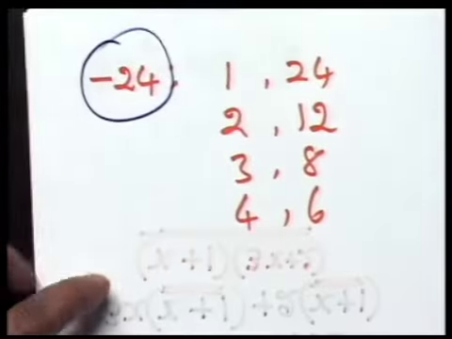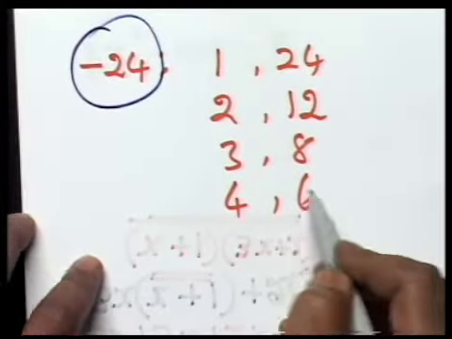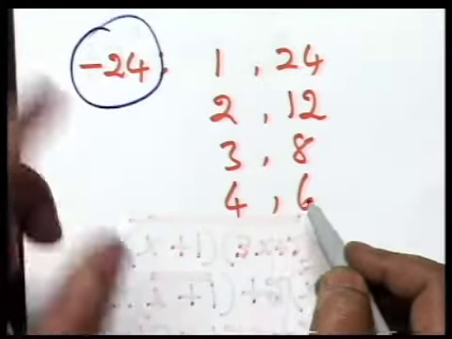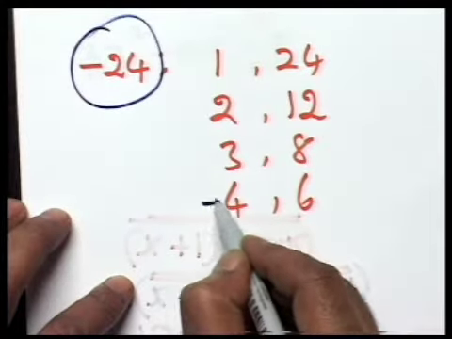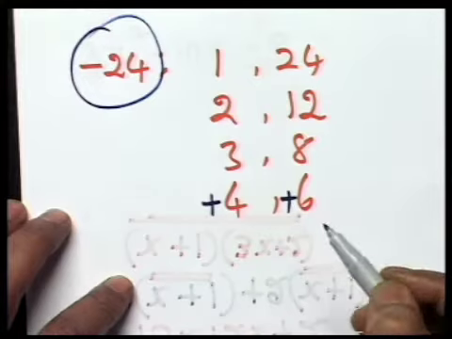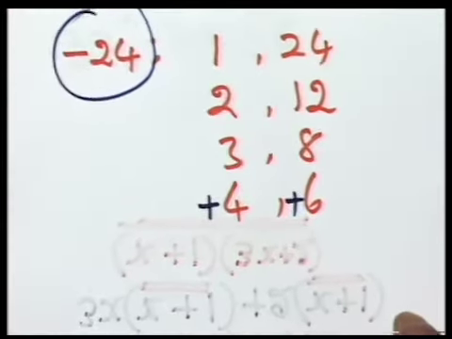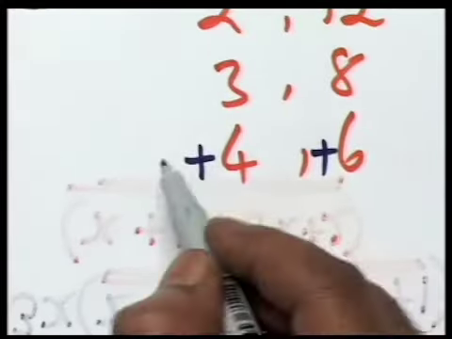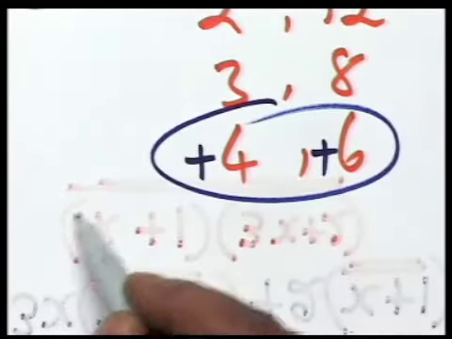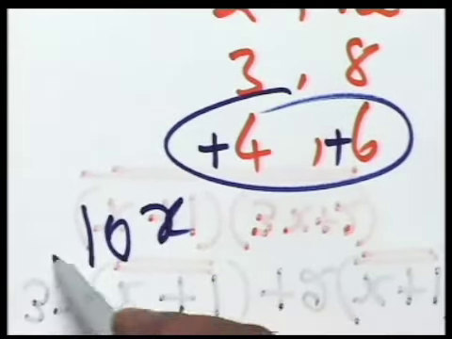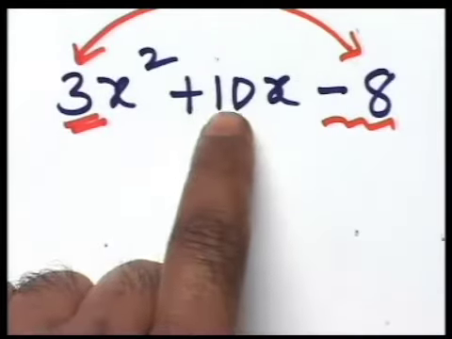So which one can we go? Let me go for 6 and 4. Come on. 6 add 4 is 10, right? So it's a plus 4 and a plus 6. Please watch. Plus 4 and a plus 6 gives me my 10x. That's what I'm looking for, right? If you go back and check, the middle term is plus 10, please.